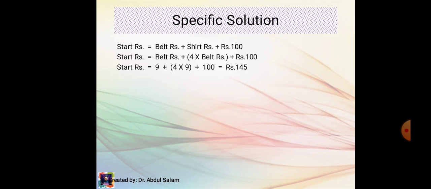Specific solution. Start rupees is equal to belt rupees plus shirt rupees plus 100. Then start rupees is belt rupees plus 4 multiplied by belt rupees plus 100. And then start rupees is equal to 9 into belt rupees plus 100, which is equal to 145.